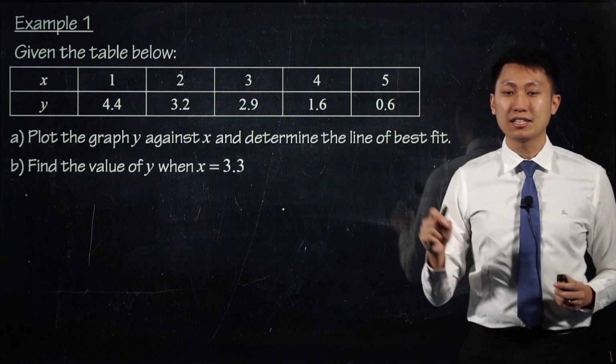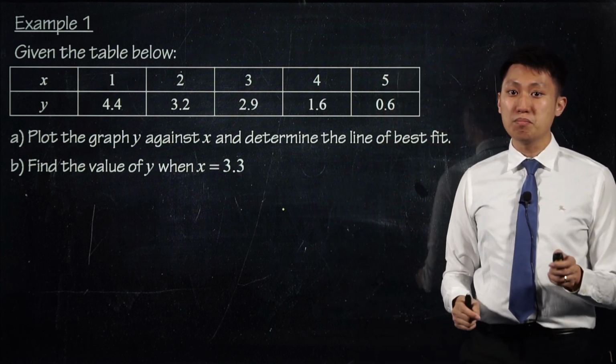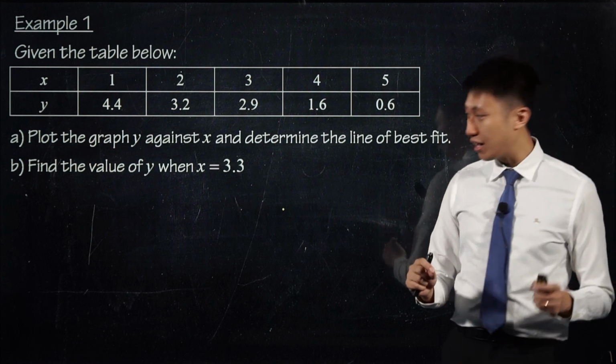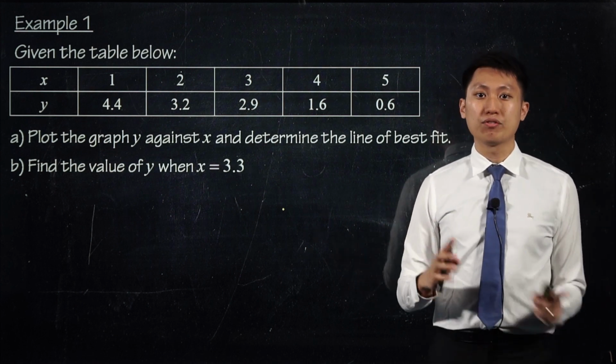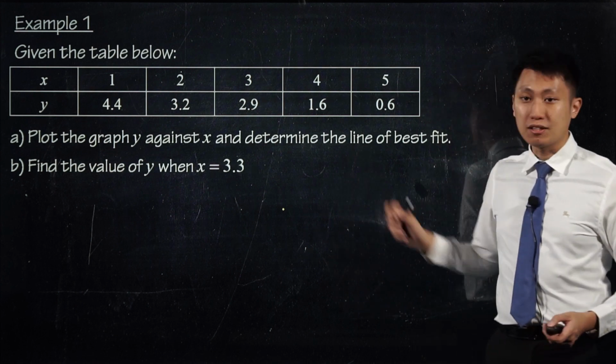That's why you could get something different from your friend, but it shouldn't be too much. If it's too far away, then one of you must be wrong. So let's solve for this.